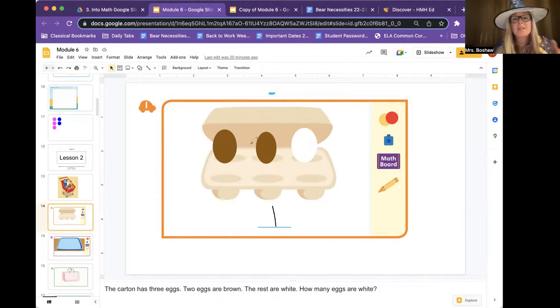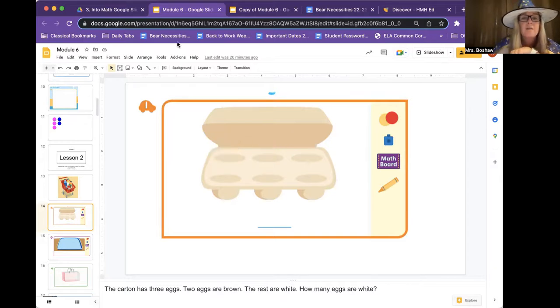Now, why don't you pause this while you draw those eggs? And you can just do circles. And if you wanted, you could just put a B for brown, or a little b, and a W for white. Okay? All right. Nice job. You can pause this while you do that. Okay?